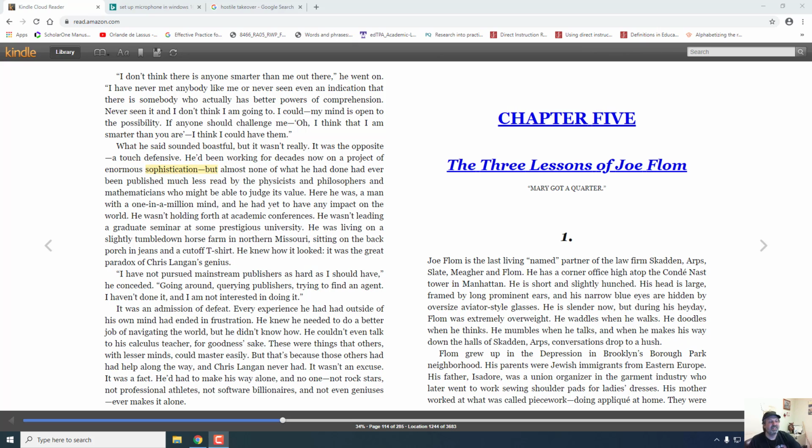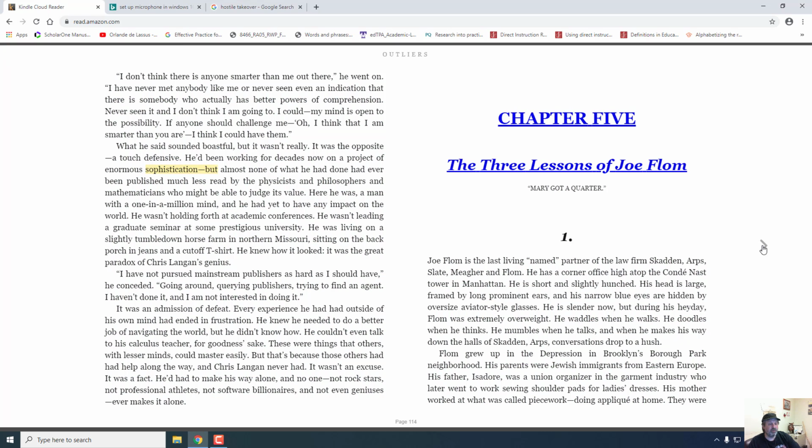Okay, here we go. So now we've talked about vocabulary. Let's look at 3 lessons of Joe Flom. So the first thing I want to know is who in the world is Joe Flom, but more importantly, why do we care? Why does Gladwell care about Joe Flom? Why is he using him?